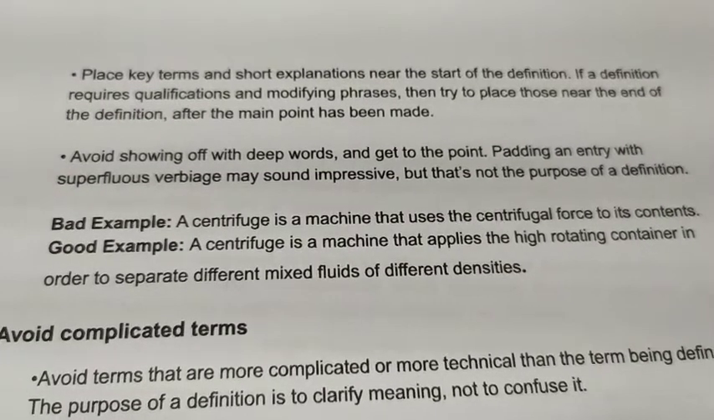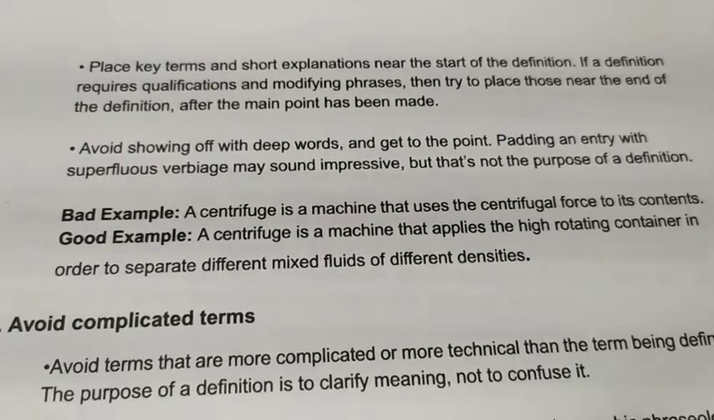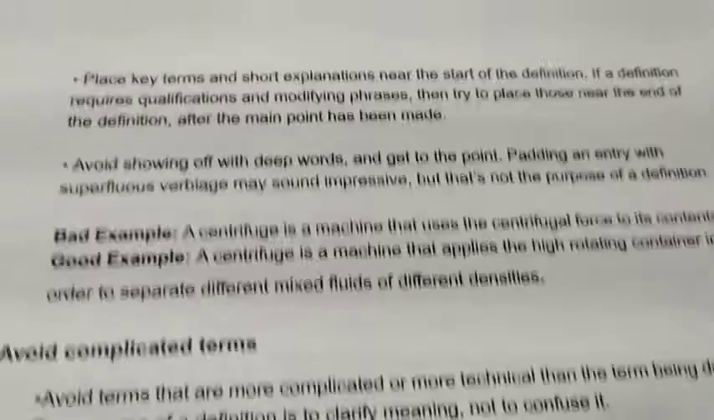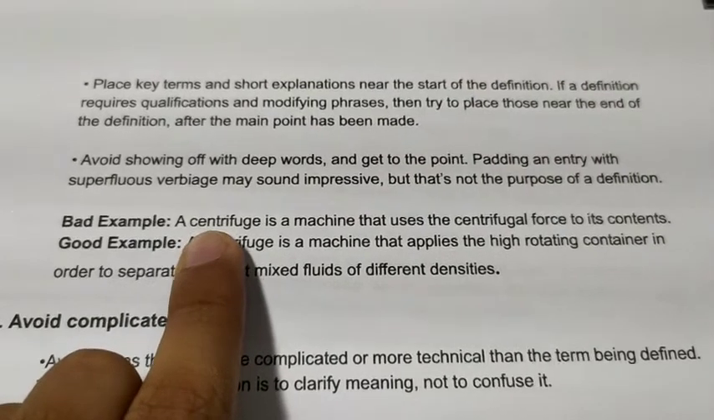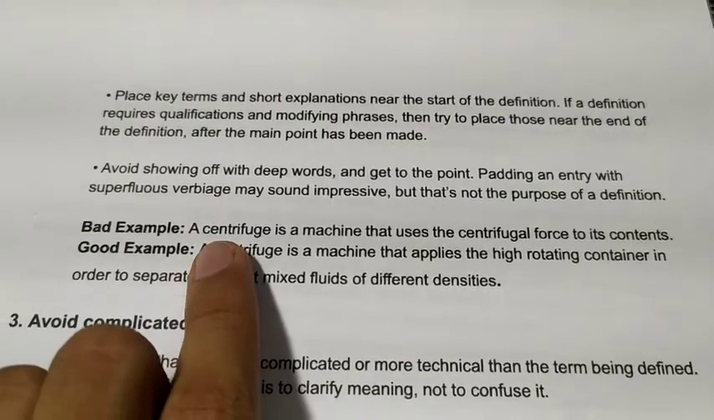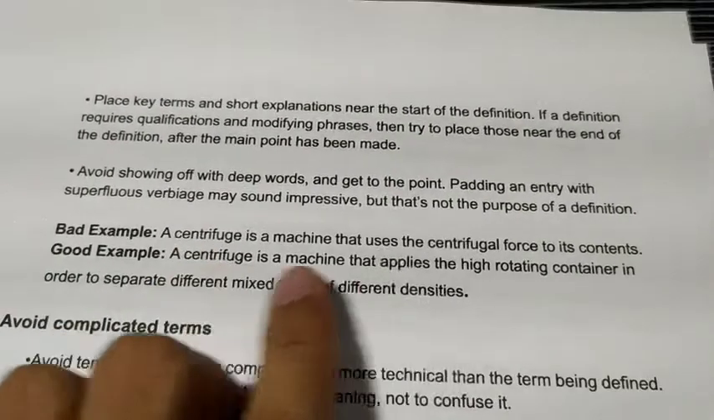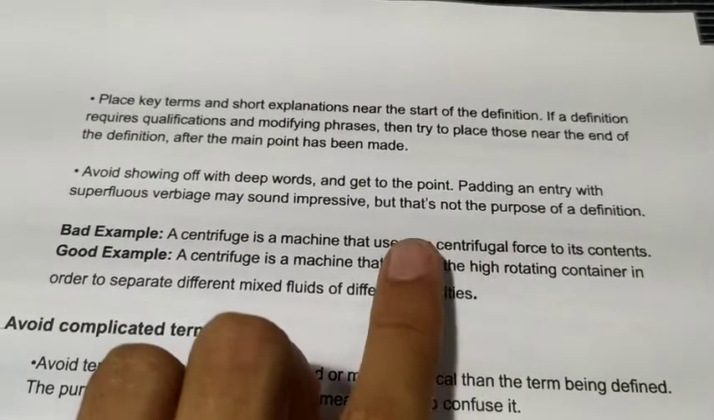So we have an example here. A centrifuge is a machine that uses the centrifugal force to its contents. So here we can observe that centrifuge is the main term which is being defined. However, how will the reader understand what a centrifuge is if they really don't know what centrifugal means or centrifugal force?